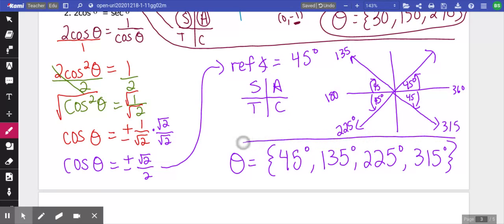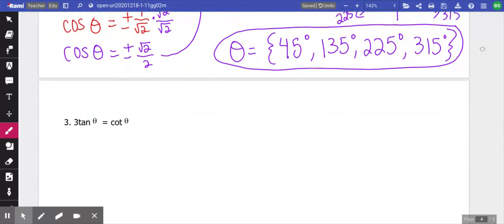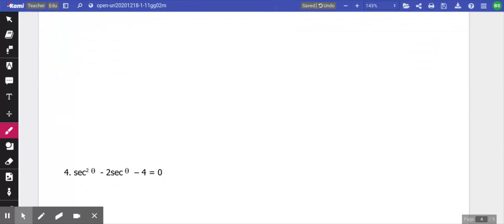All right, so these problems are really just adding that first step in the beginning. And then the rest of it is what we've been practicing for a few days now. All right, so what I'm going to have you do for your classwork, the rest of class right now, is going to be number 3. All right. Number 4, I actually need to change the problem. So number 4, I want you to have secant squared theta minus secant theta minus 2 equals 0.